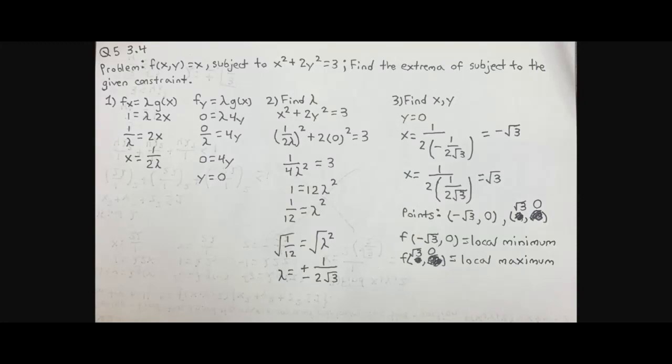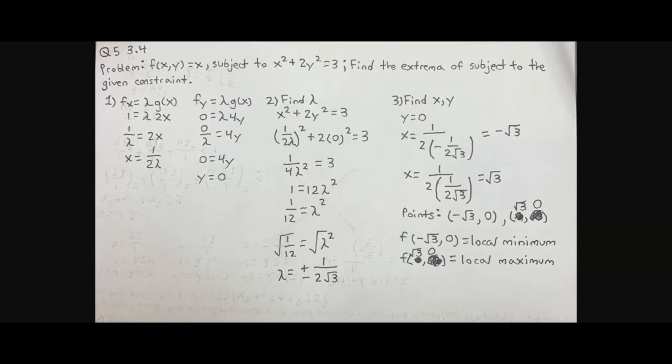So the partial derivative with respect to x of f of x, y was just 1, since we didn't have any y's to begin with, and that is equal to lambda times the derivative of g with respect to x, which is basically our constraint, is 2x. Then we get 1 is equal to lambda 2x. I want to get x alone here, so I do 1 divided by lambda is equal to 2x, and then we also have to get rid of that 2.